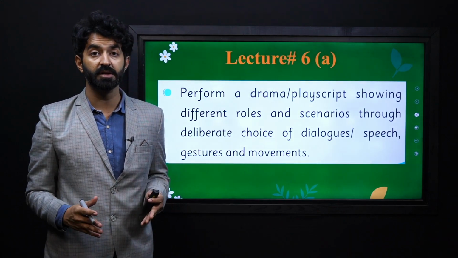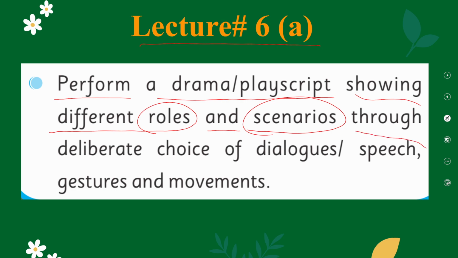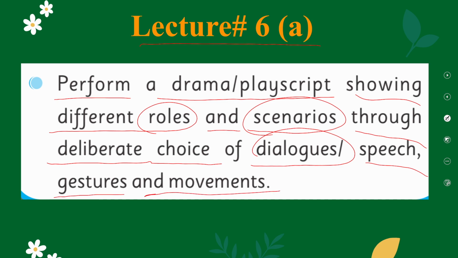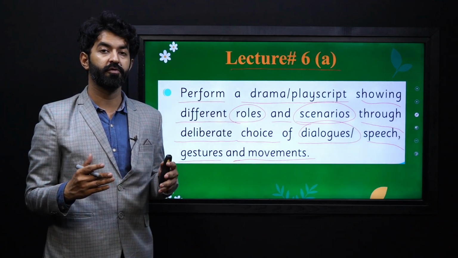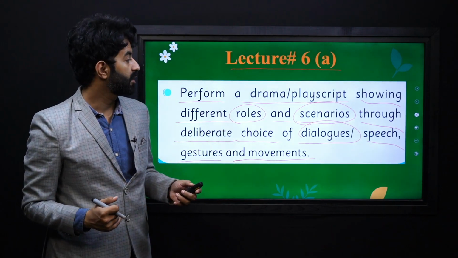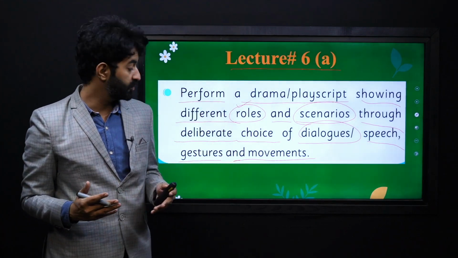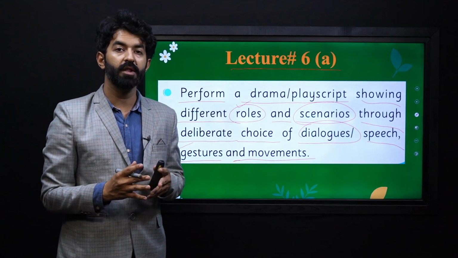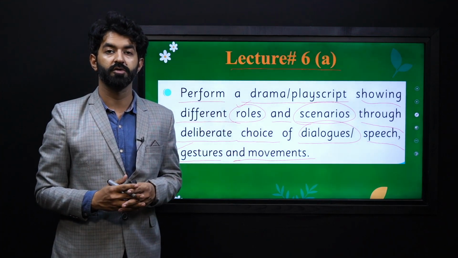Now, with our lecture number 6, which is divided in different parts, we will be seeing lecture 6A first with the SLO, perform a drama or a play script showing different roles and scenarios through deliberate choice of dialogues or speech, gestures and movements. So this is on the competency of oral communication. You will be given an opportunity to actually perform and try to act in the given scenarios. You will be showing different roles and scenarios through deliberate choice of dialogues, or if you want to make a speech, gestures and movements. So we will be covering all these things, and it will consequently make you a better oral communicator and also a better performer.